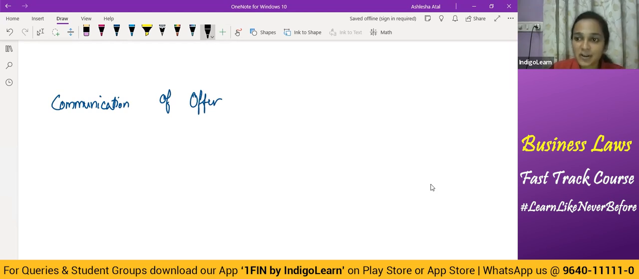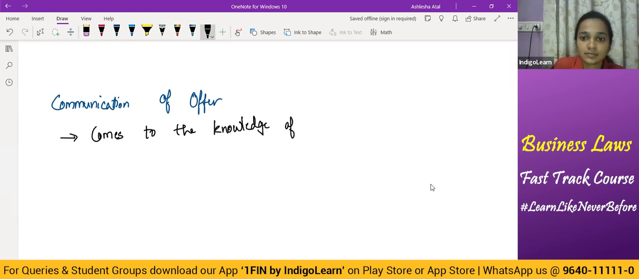So let's now talk of communication of offer. When do we say that an offer is communicated? When is the communication of offer complete? It is very simple. Communication of offer is complete when it comes to the knowledge of the offeree. So when the offeree comes to know about the offer, we say that the communication of offer is complete.